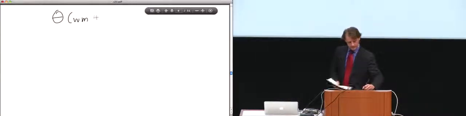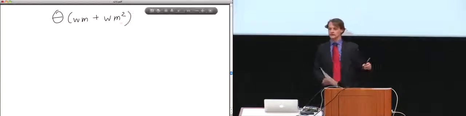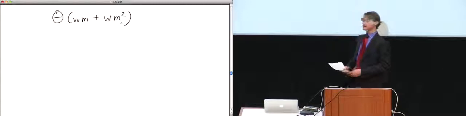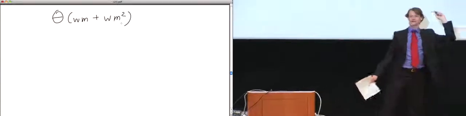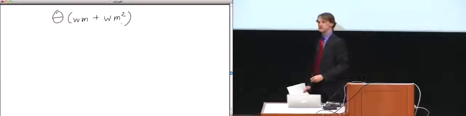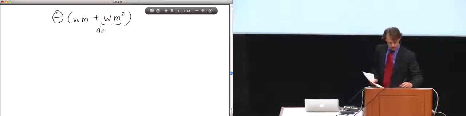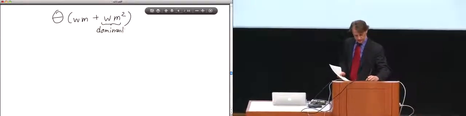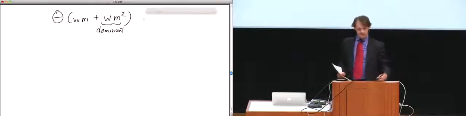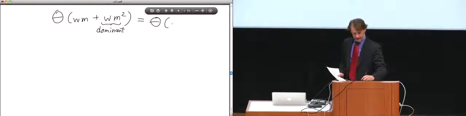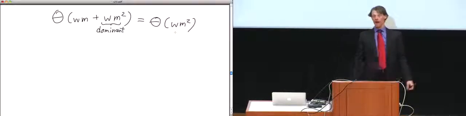Yes, a fine question. If you have something like big theta of Wm plus, was it Wm squared was your example? Okay, this is different. This is a case where one term does dominate the other. Since we're interested in the behavior as m goes to infinity, or at least as m is not 0, this term always is the dominant term out of these two. And so you can write this as big theta of Wm squared and leave the Wm term out.